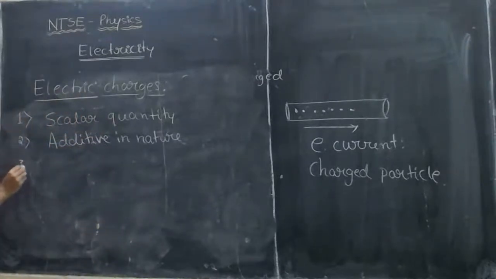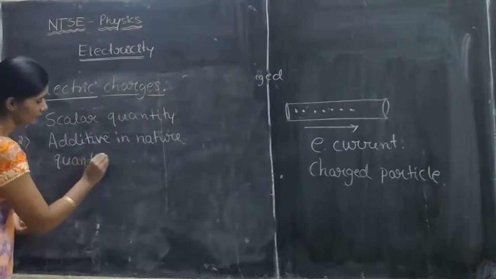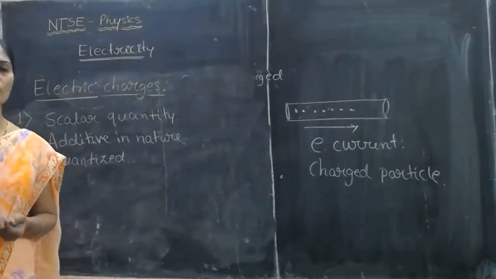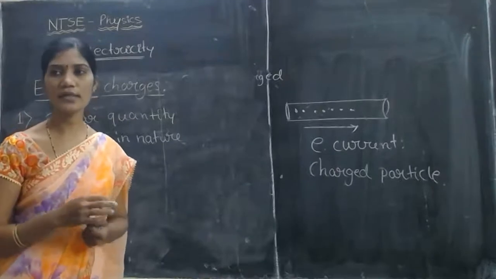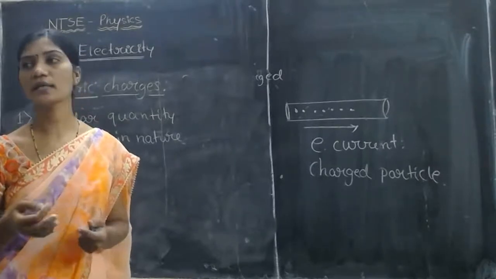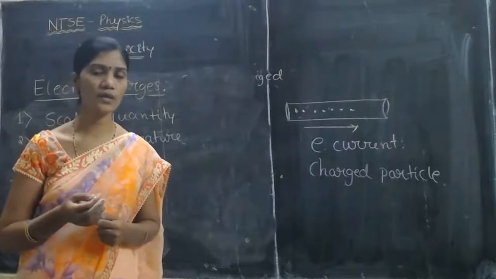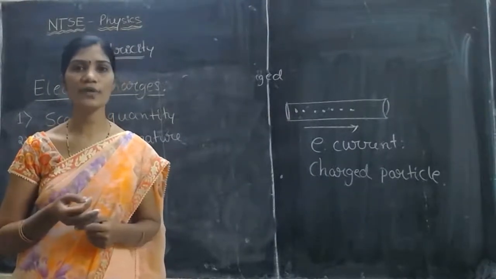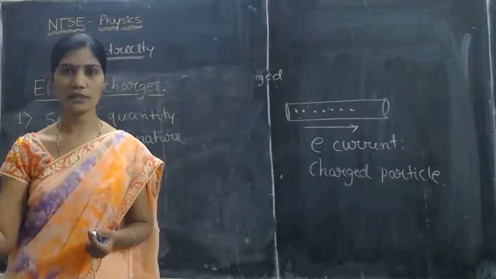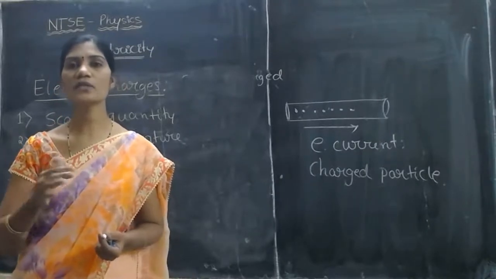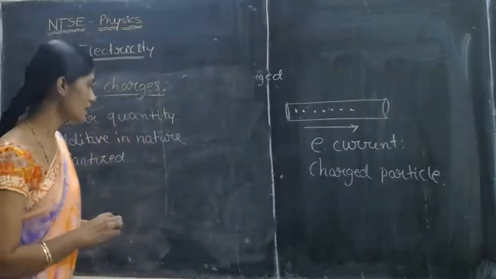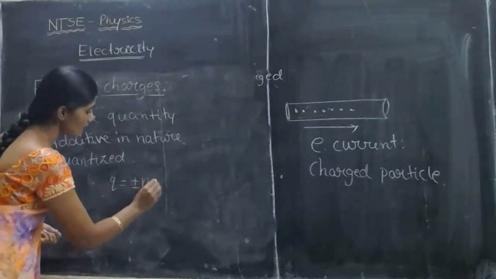It is quantized. Means, we know that whenever the body gets charged, either it loses the electrons or gains the electrons. The body gets charged either by losing or gaining electrons, we say. But it never loses or gains a fraction of electrons. Fraction of electrons means 1.2 electrons, 1.3, 2.5, like that. It never loses such fractions; either it loses 2 electrons, 3 electrons, 4 electrons, like that. Means the number of electrons either it is losing or gaining is a discrete value. Means it is not continuous. It's an integral multiple. That's why we say Q equals plus or minus ne.